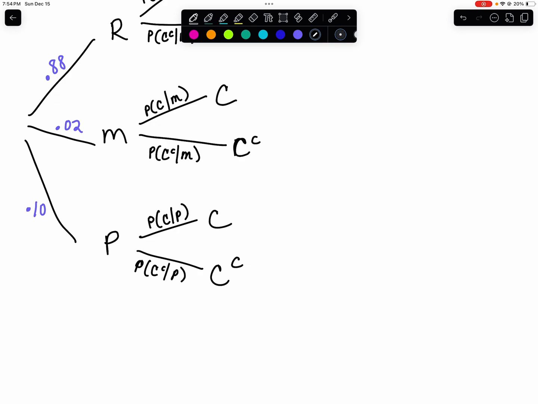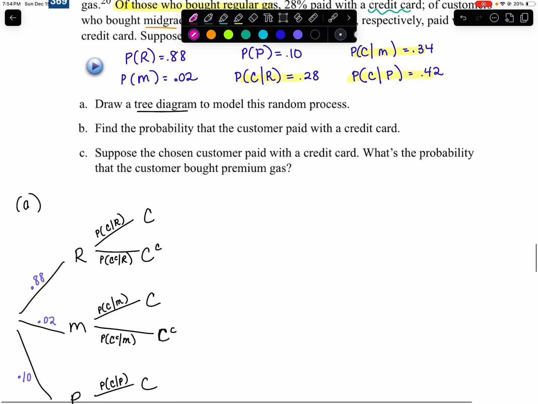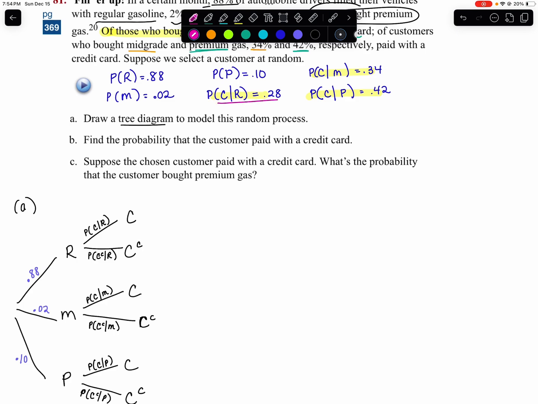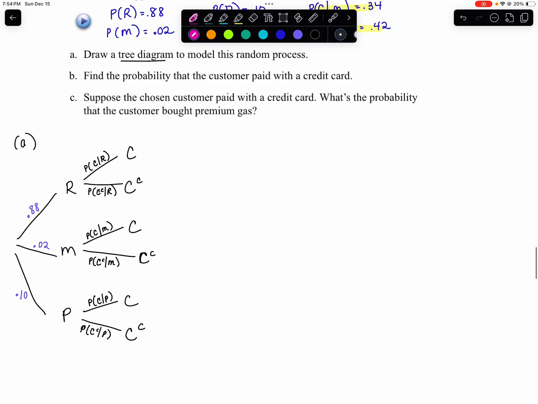Not a credit card given premium. Okay. All right, now what do I have up here? So we have credit card given that they got regular. So credit card given they got regular, what was it, 0.28? If that's 0.28, then that makes this 0.72, because again, their branch has to sum to 1.